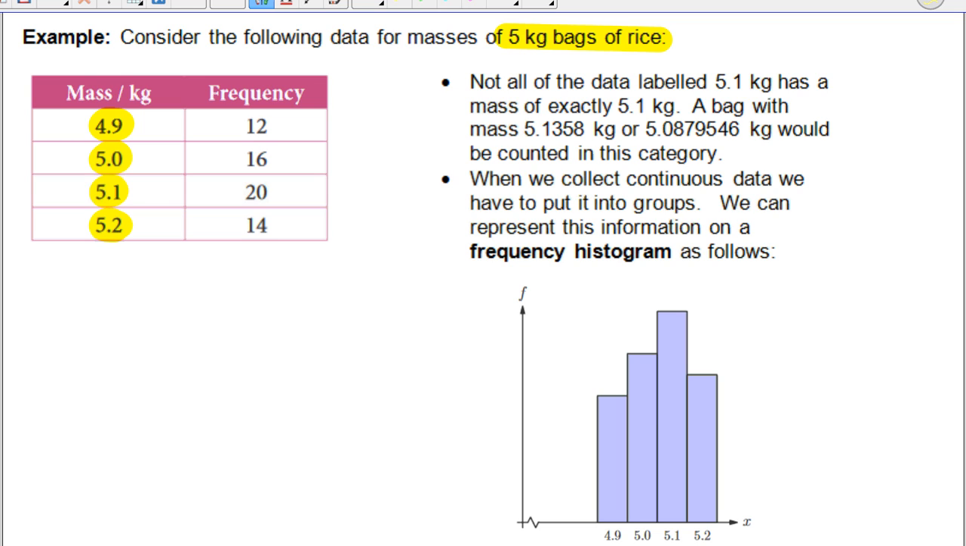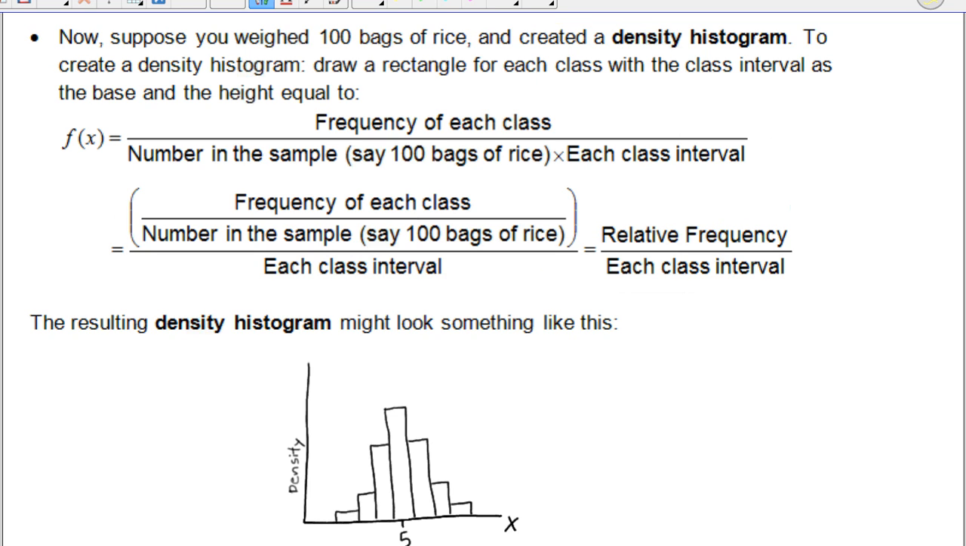We can represent this information on a frequency histogram, whereby the y-axis is the frequency, and then you have the class intervals on the x-axis, or just the weight in classes. So you can represent this data in a frequency histogram. Now, suppose you weighed 100 bags of rice and created something called a density histogram. I'm going to explain what that is right now on this page.